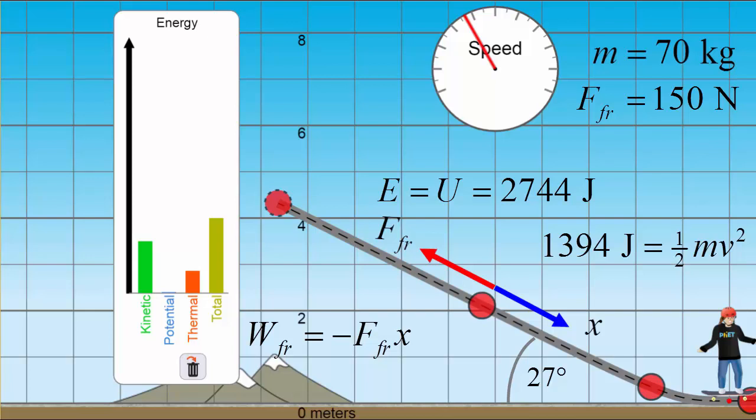As we would expect, his speed at the bottom is slower when there's friction compared to when there is no friction.